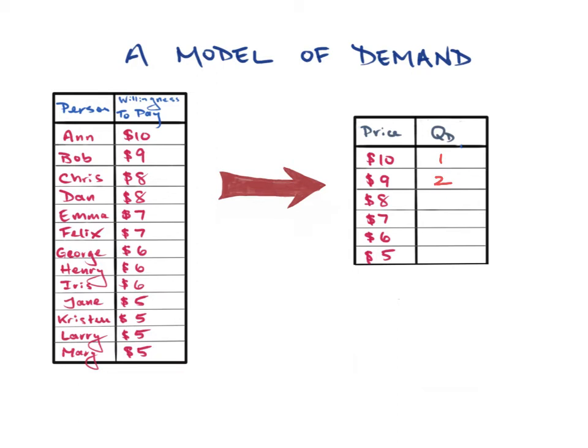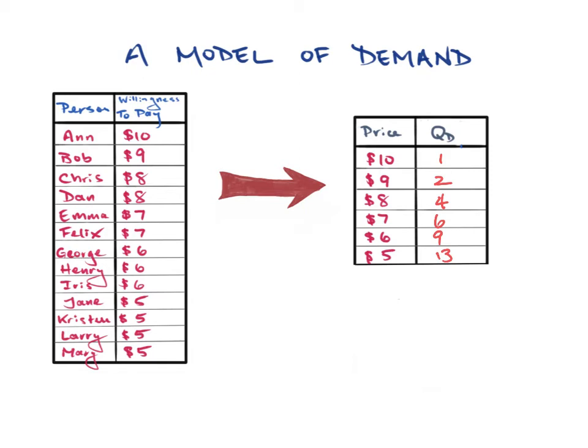At a price of $8, now we have Anne, Bob, Chris, and Dan. Okay, so there are four people who'd be willing to purchase hamburgers at a price of $8. And so forth. Let's see. Price comes down. If the price were $7, there would be 6 people. And through Felix, if the price were $6, there would be 9 people. And if the price were $5, all 13 people here would want to purchase hamburgers.